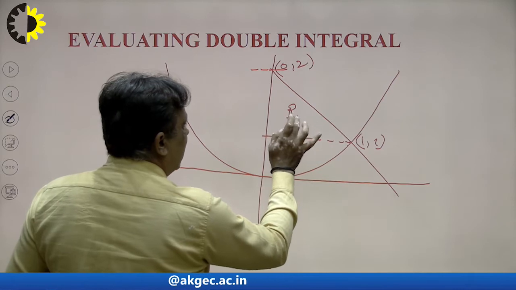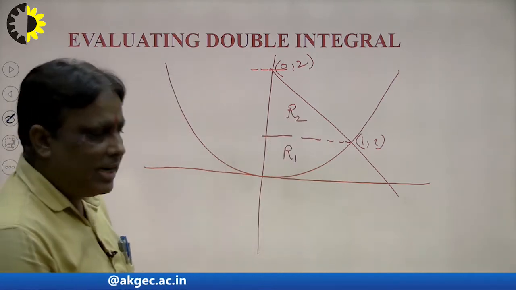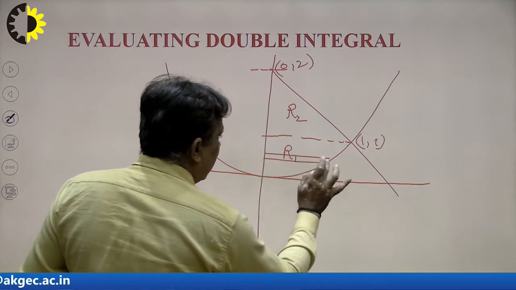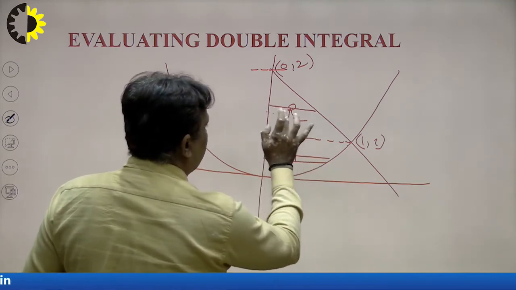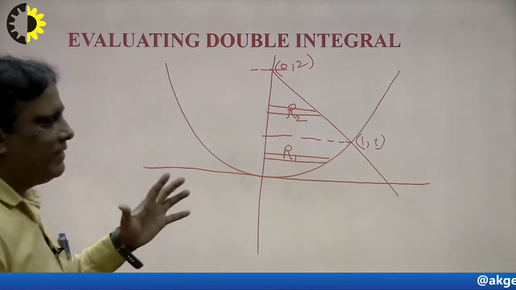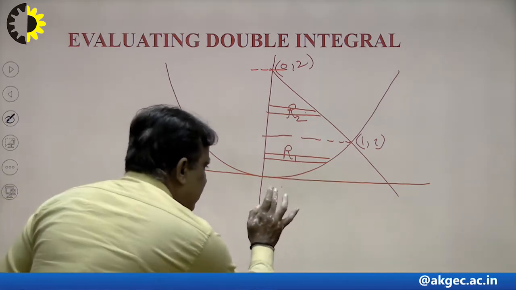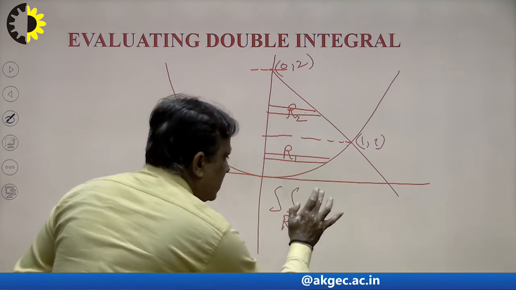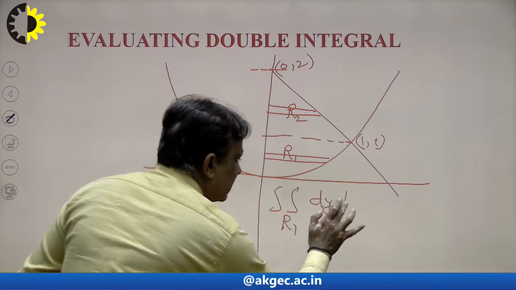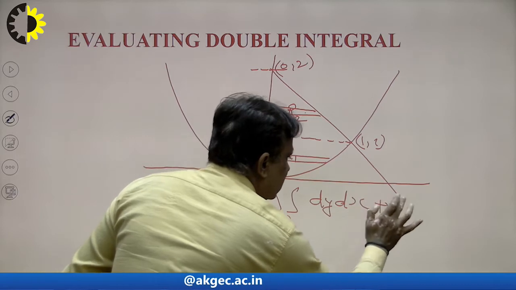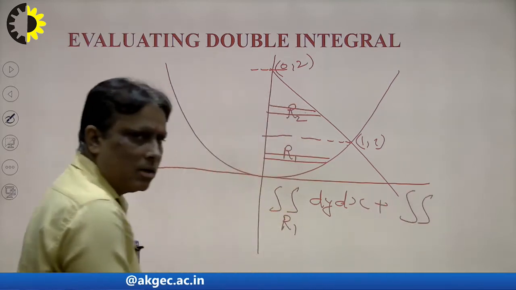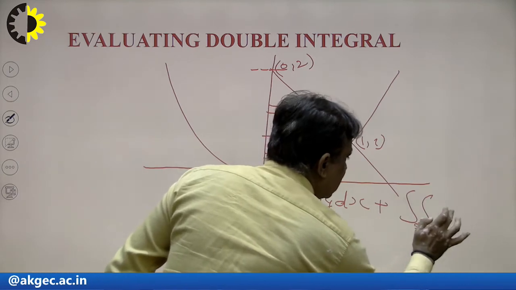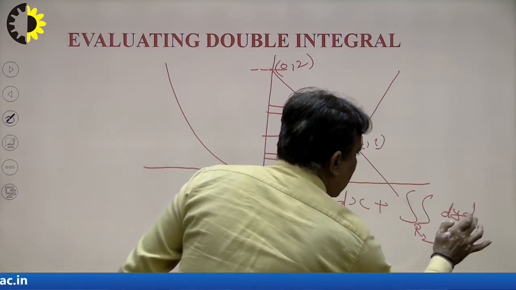That means the student solves two parts of the integration. How? First of all we take the limit parallel to the x-axis, and then again parallel to the x-axis. So suppose this integral is divided into two parts. I write here the double integral first, that is R1, with dy dx, and another double integral, that is R2. Now how to get the limits of R2 and R1, we see here.